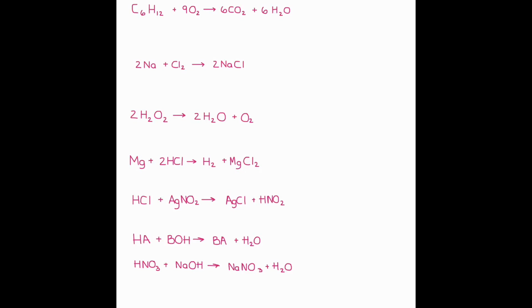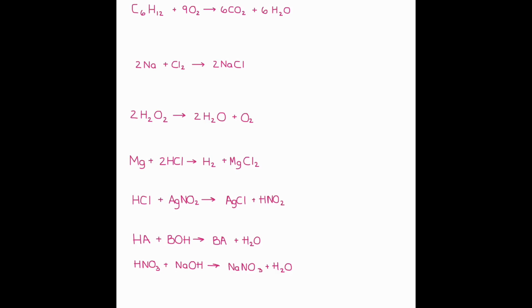Combustion reactions take place when a compound containing carbon and hydrogen reacts with oxygen to make water vapor, carbon dioxide, and heat. Basically, if anything containing C and H reacts with oxygen gas, you end up with carbon dioxide and water vapor and lots of heat. C6H12 plus 9O2 equals 6CO2 plus 6H2O. Moving on.